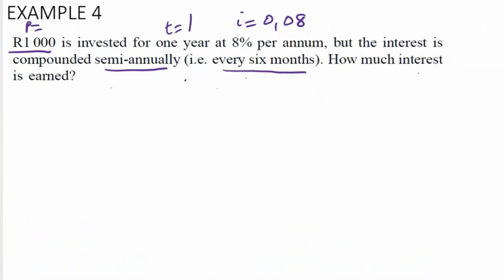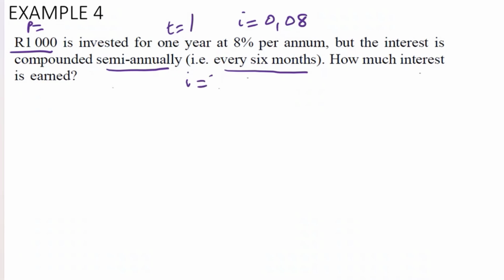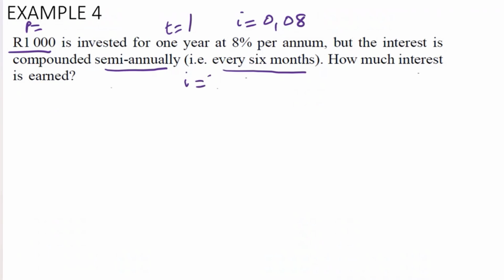So now we are looking for our interest. How much interest is earned? So now we are looking for the interest, guys, here, because we are looking at how much interest. So we are looking for our I. Okay, so now semi-annually, that is every 6 months. How many 6 months in a year? You've got 2. So semi-annually means that your M is equal to 2.